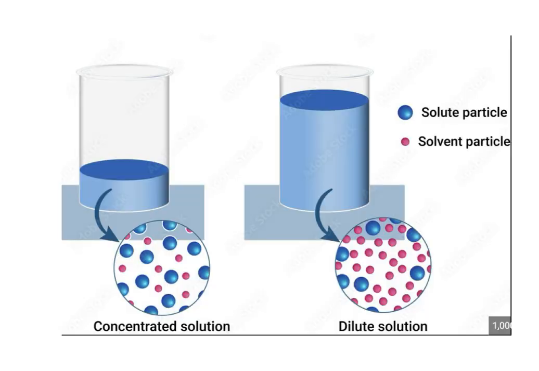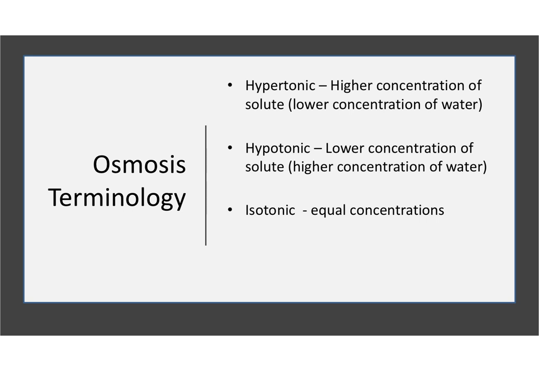So let's take a look. Well, if we take a look here, we have a situation where in a concentrated solution, we have high amounts of solute and low amounts of water. And over here, we have low amounts of solute and high amounts of water, or the solvent in this particular case. Now, based on the concentration, we can get different types of environment.